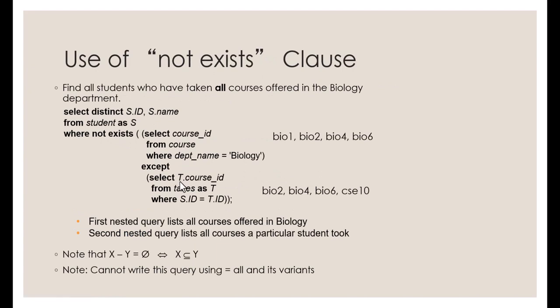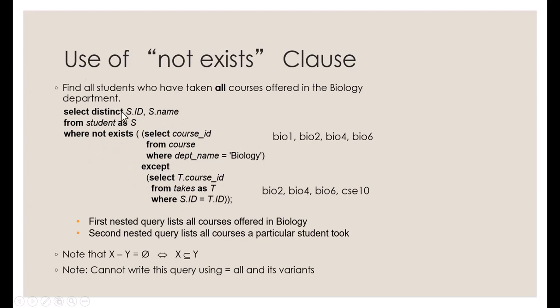Okay, let's take a look at not exists. Find all students who have taken all courses, or every course, offered in the biology department. So we did something similar in relational algebra. Whenever we saw the keyword all or every, we were using the division operator, right? So in SQL, you might find this more difficult or easier, but this is how you do it whenever you see the keyword all or every. It's going to be a combination of not exists, a subquery, the keyword except, and another subquery.